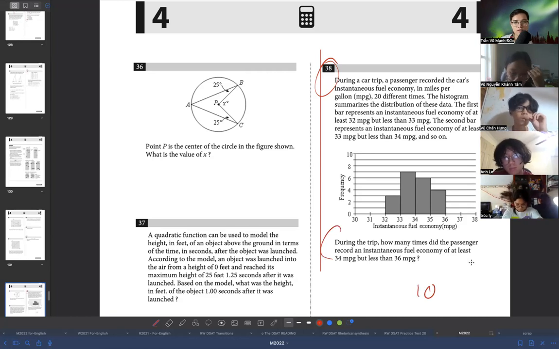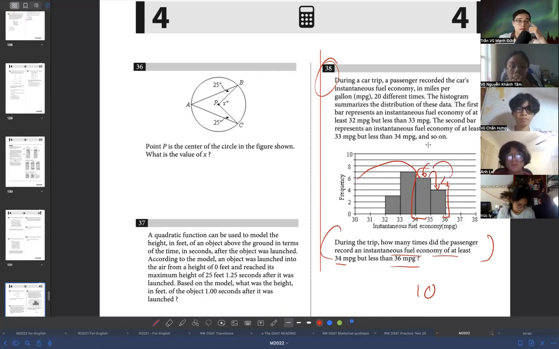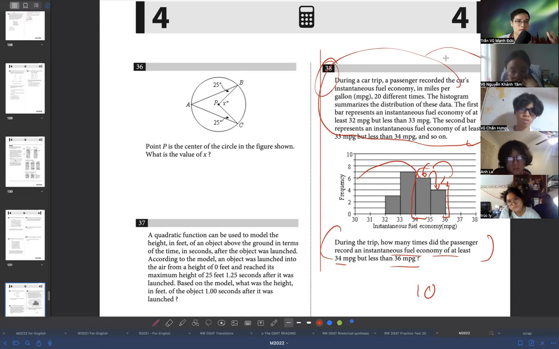Basically, you just need to read the last sentence, right? During the trip, how many times was the passenger's instantaneous fuel economy at least 34, but less than 36? So 34 is here, 36 here. Just add 6 with 4. This is one classic example of the last sentence being the only thing that matters. This is a junk prompt, and it's just a distraction. If you pay too much attention to this, you're going to waste a lot of time.